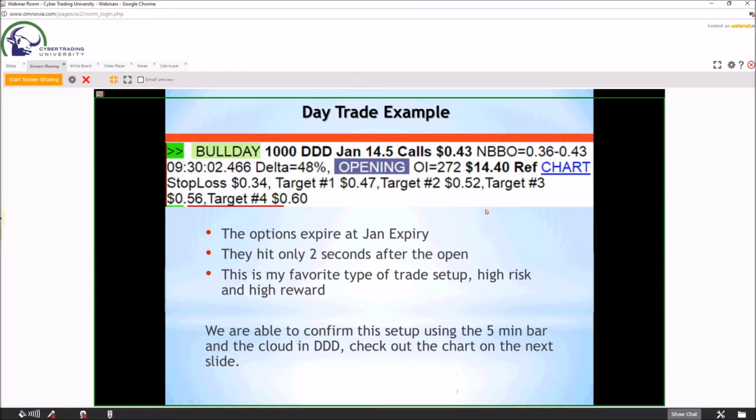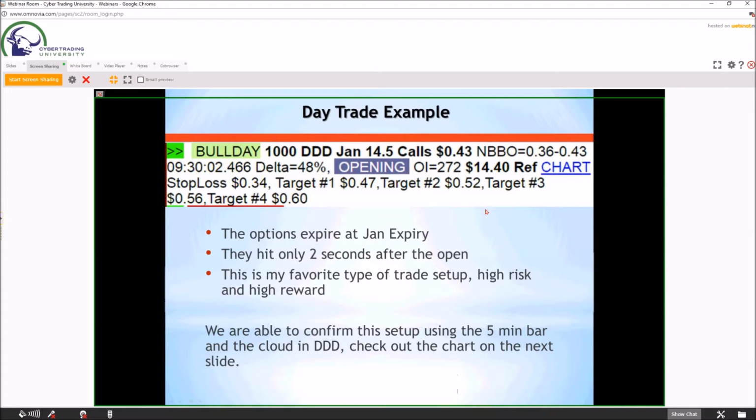Okay, so something else to note about this is the timing. Very interesting. The order hits at 9:30 and 2 seconds. So the order hit 2 seconds after the open of the market. Let me ask you guys this. Unless you were prepared to do so, could you make a decision on putting on a position within 2 seconds of the bell ringing? Or would you have had to be sitting there with your finger on the mouse ready to put the trade on? Right? Pretty hard to come up with this idea and execute a trade 2 seconds after the opening bell.